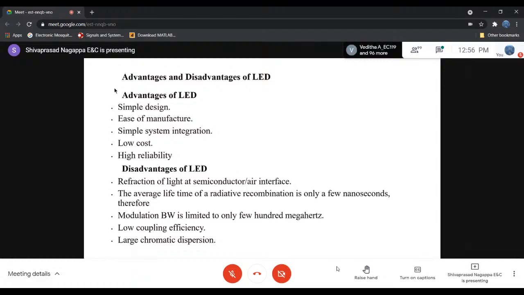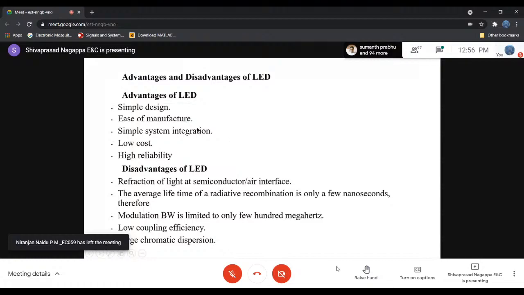Next is simple system integration. So it gets easily integrated into any circuits. It doesn't require any complicated circuits in order to get assembled with the other circuits. The cost, as you all know, is very low and it is highly reliable. So we can rely much on this LED.